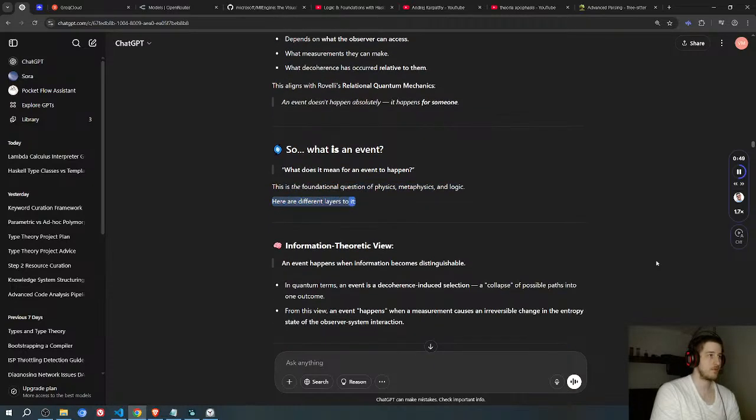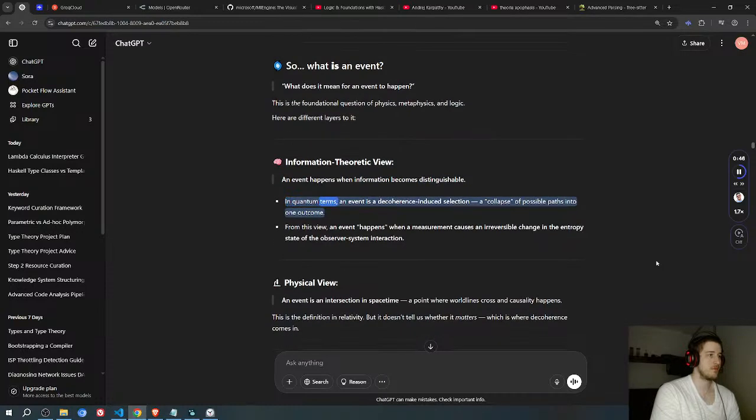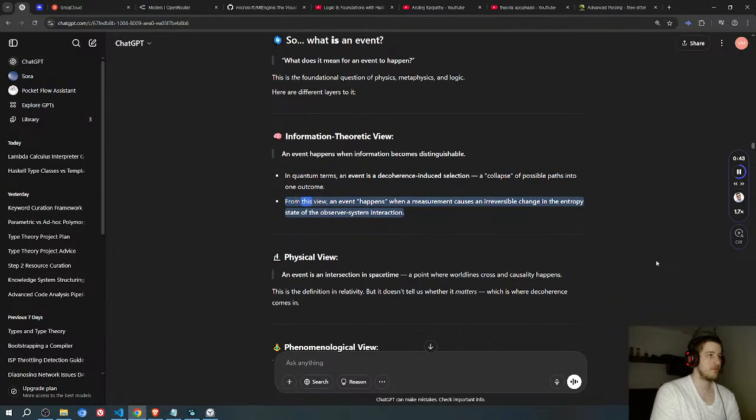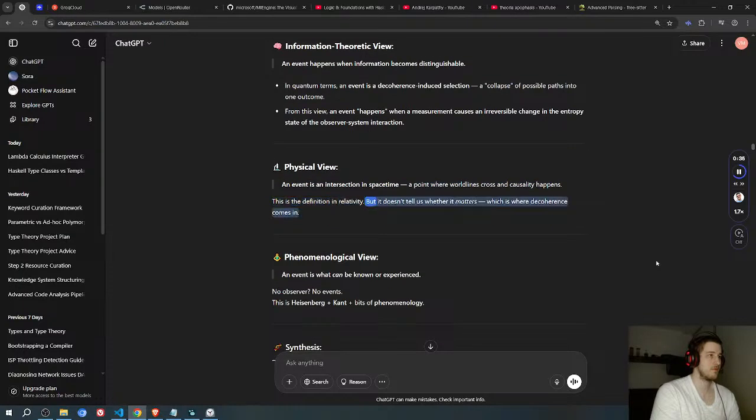Here are different layers to it. Information theoretic view: an event happens when information becomes distinguishable. In quantum terms, an event is a decoherence-induced selection, a collapse of possible paths into one outcome. From this view, an event happens when a measurement causes an irreversible change in the entropy state of the observer-system interaction. Physical view: an event is an intersection in spacetime, a point where world lines cross and causality happens. This is the definition in relativity, but it doesn't tell us whether it matters, which is where decoherence comes in.